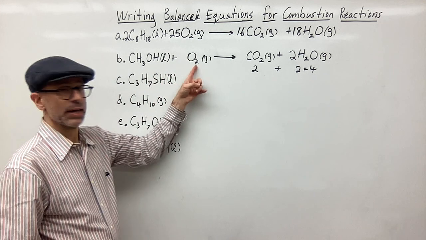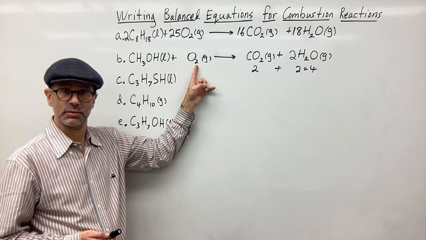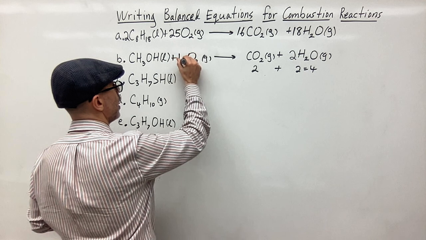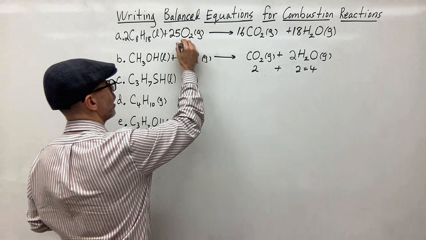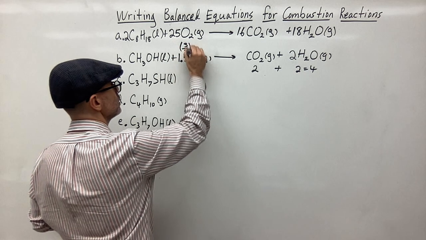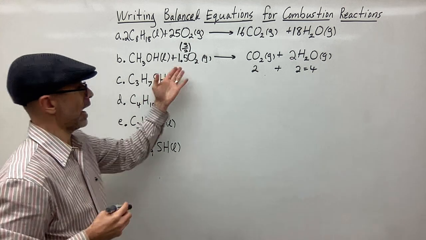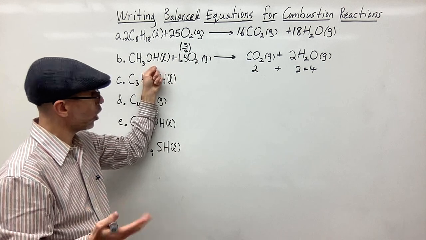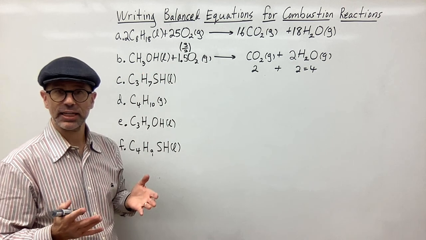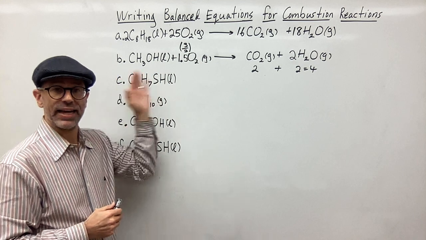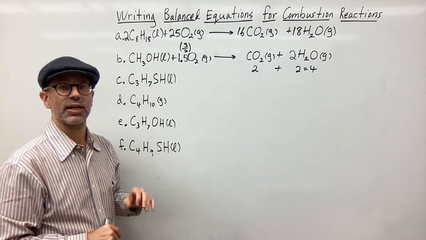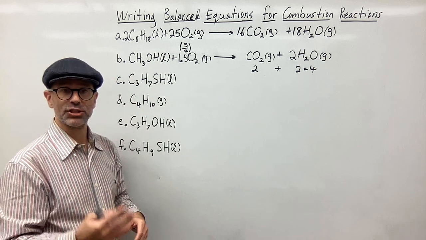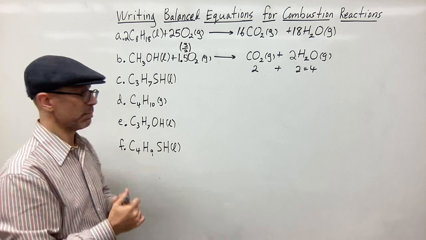So what times 2 gives me 3? 1.5. So I can put 1.5, or I could put 3 halves, and now it's balanced. I have 1.5 times 2 is 3, plus 1 is 4. That balances out. Everything is balanced now. But I can't keep the half. I can't keep the fraction. I've got to multiply everything by 2 to get rid of the fraction and keep the equation balanced.